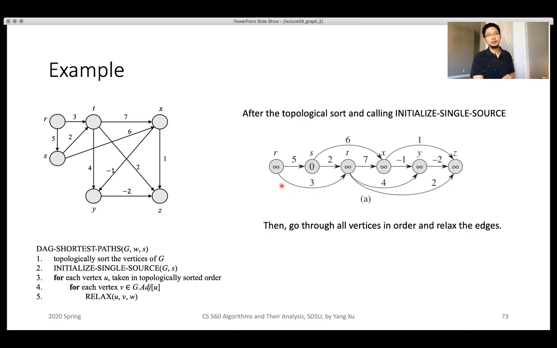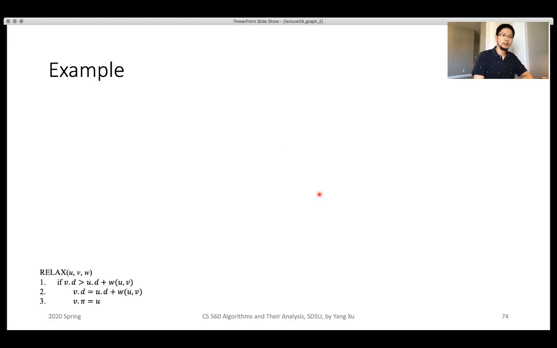So we will go to the vertex R first, and then relax all the edges that leave R in this graph. I listed the relax procedure here just for your reference. It basically compares the D attribute of V with the D of U plus the edge weight between U and V. If the D of V is greater, then we need to update the D and pi of V. That's what relax does.